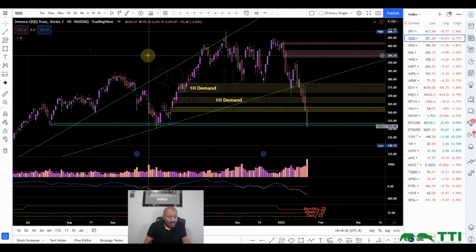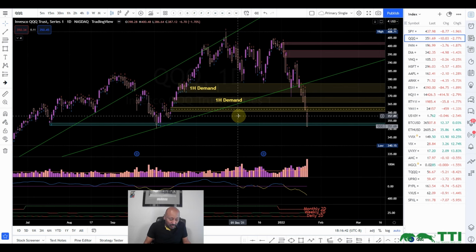And you can combine it with various things, like demand zone, supply zone, but I'm not going to confuse you with that in this video. I'm just going to focus on support and resistance.